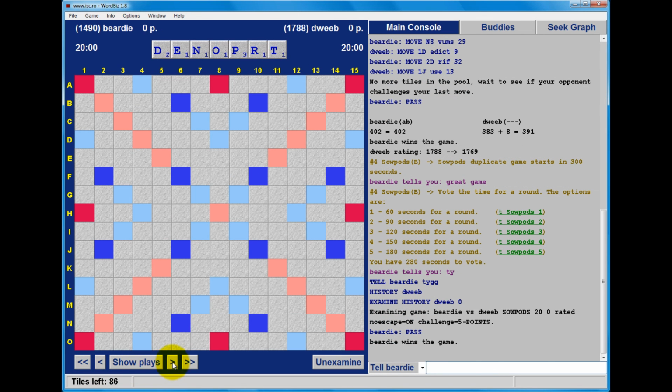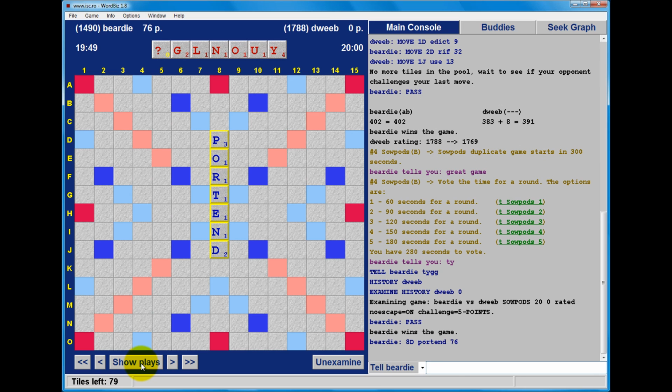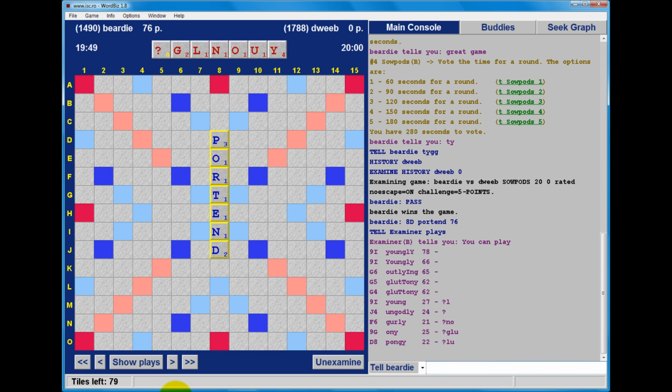Back to the beginning. My opponent played Portend. Now what were the bingo opportunities available? I only saw Outlying. There was also Youngly and Gluttony. Youngly was clearly the highest scoring play at I9. So that would be putting the Y next to the N of Portend.